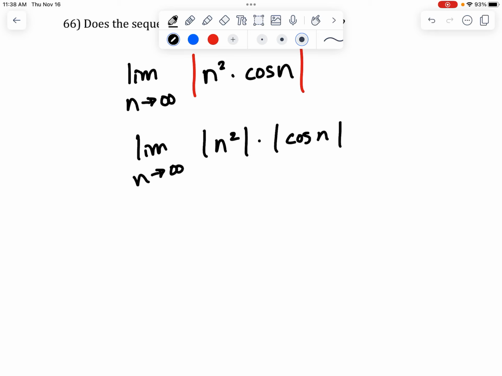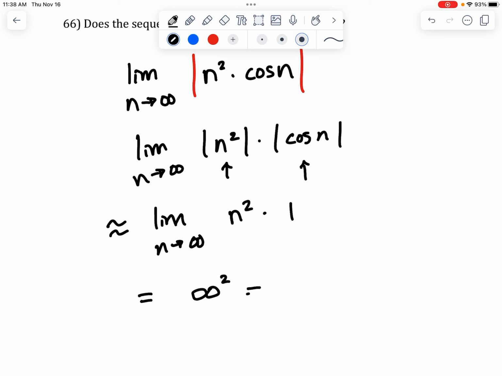And then the very biggest that cosine gets when it's an absolute value is 1. So that means that you could say this is approximately like the limit as n goes to infinity of n squared, and like I said, when you square something, it's positive. And then if the cosine, the very biggest it gets is 1, you can just put a 1. And then this becomes infinity squared, and infinity times infinity is equal to infinity. If you haven't seen the proof of infinity times infinity equals infinity, stay tuned. Someday we'll do that.